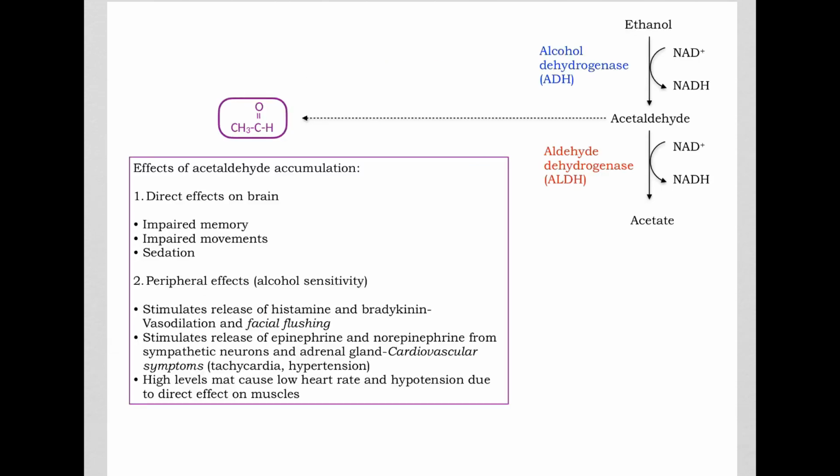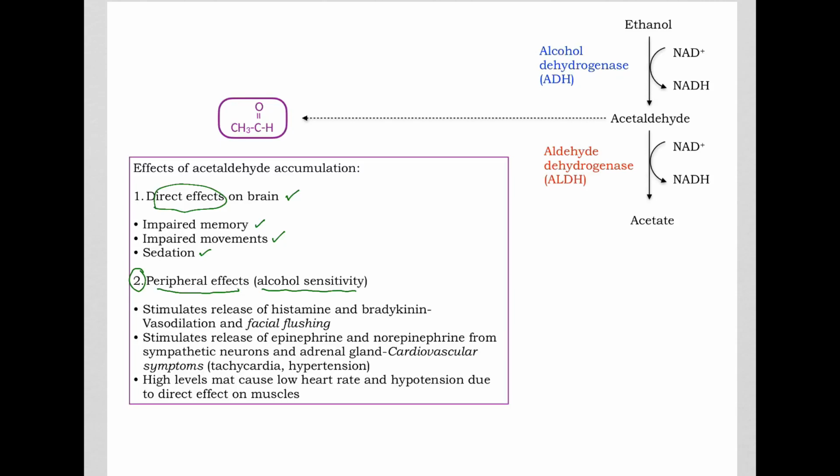Studies have shown that acetaldehyde has direct effects on the brain. This chemical can impair memory, it can affect movements, and it has sedative effects. So these are direct effects on the brain. The second type of effects we see with acetaldehyde are the peripheral effects, what we call alcohol sensitivity.